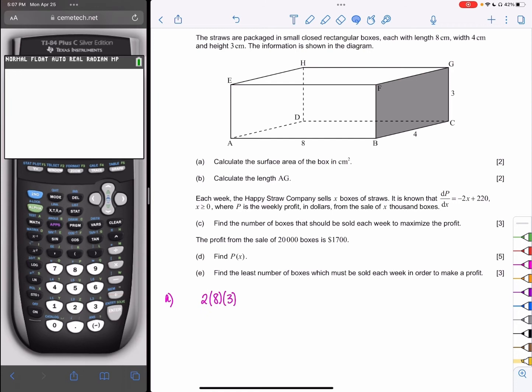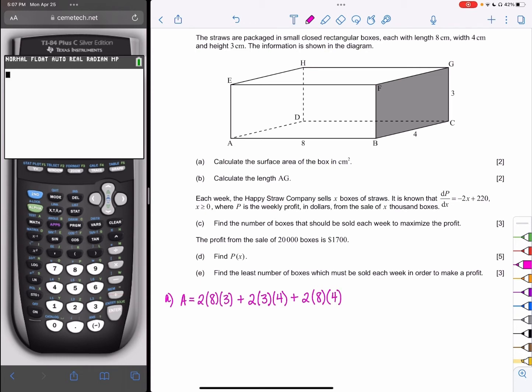And I'm going to make sure I put this as the area of my surfaces. So my area is equal to this, and then it's going to be plus the area of the sides. So that's going to be left and the right, so I'm going to have 2 of them. So it's going to be 2 times 3 times 4, plus the top and the bottom. So that's going to be 2 times the top, which is 8 times 4, just like the bottom.